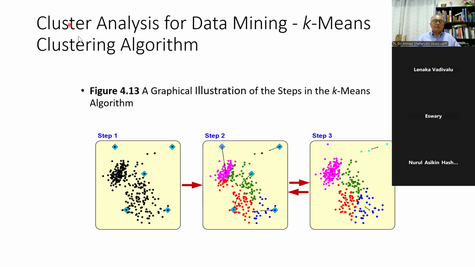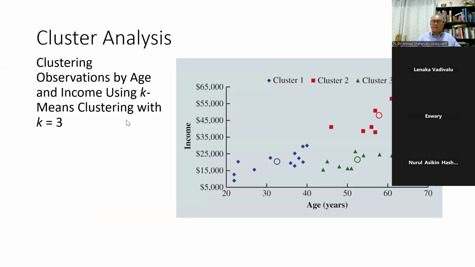This is k-means clustering. You determine the number of k. So this is another method. This is k is 3. So you set the number of clusters. This is 1 cluster, 2 cluster, second cluster, third cluster.